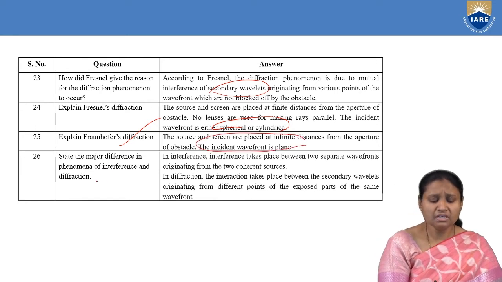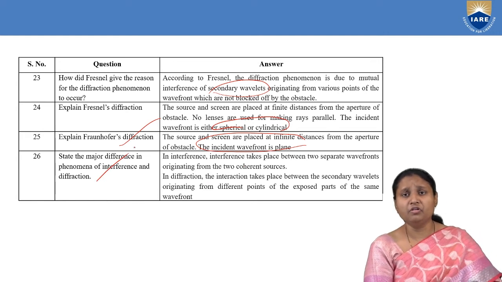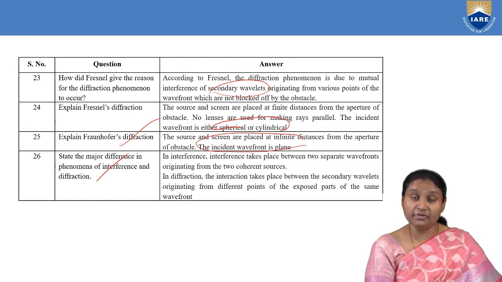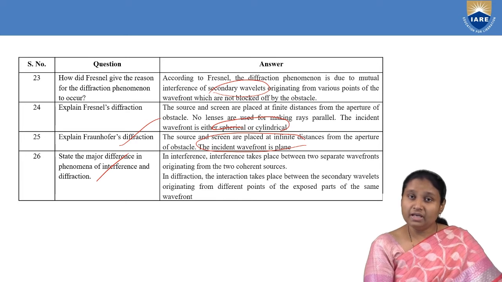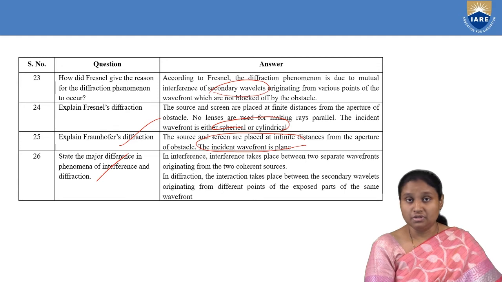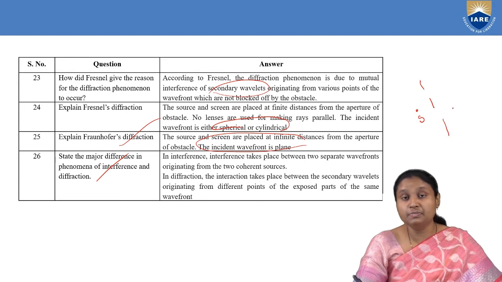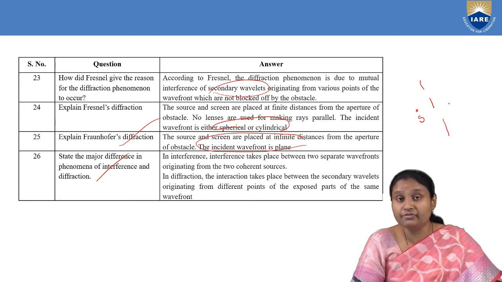Now state the major difference in the phenomena of interference and diffraction. What is interference? We know that interference is because of superposition of two separate wavefronts, and where are we getting these two separate wavefronts from? They are coming from a single source. What we have done is we have used a single source and divided the light into two parts, and this process is called division of wavefront.